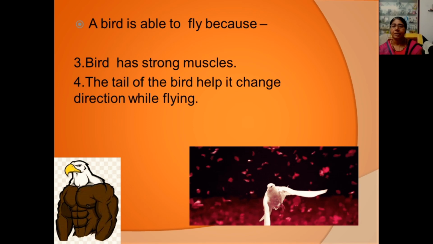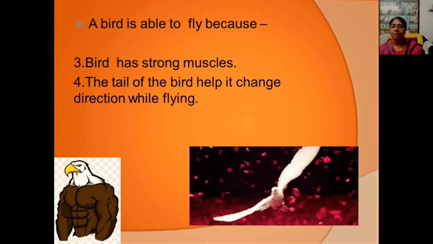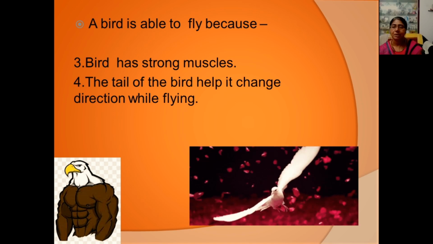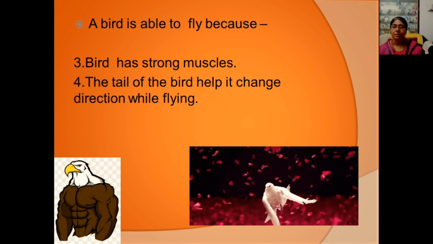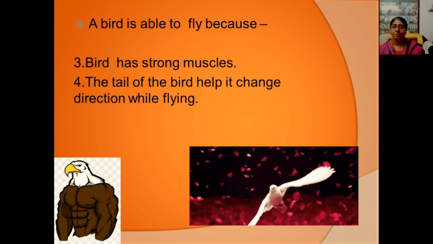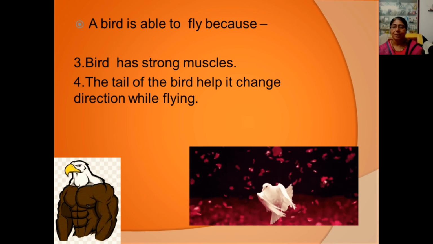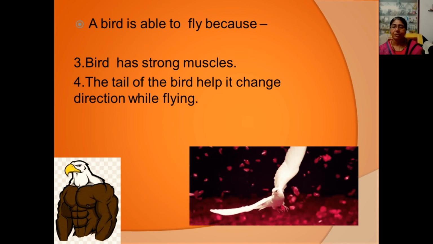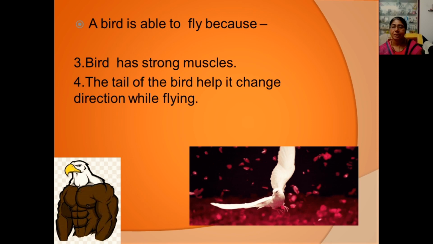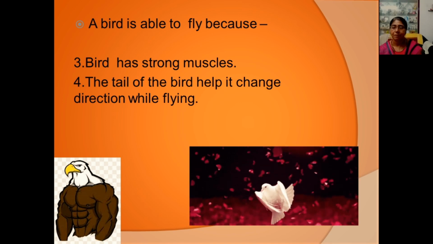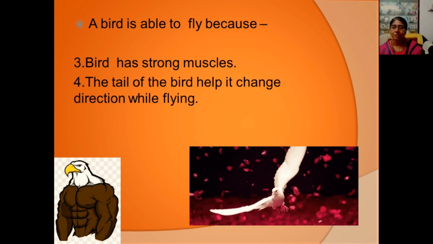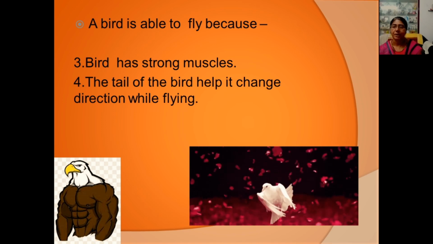Third one, birds have strong muscles. With the help of these strong muscles, the wings can move very easily. Fourth point is the tail of the bird helps to change direction while flying.